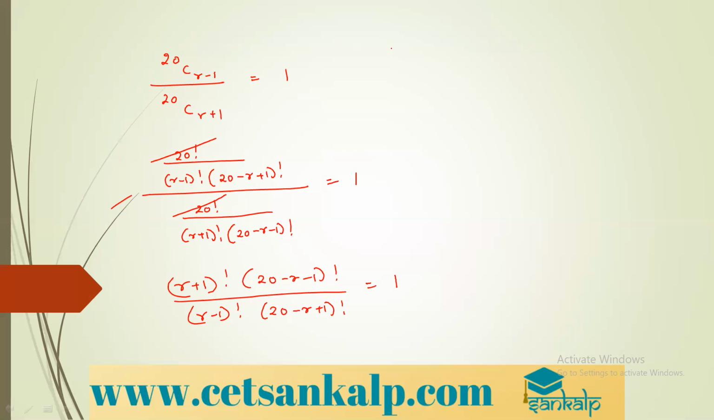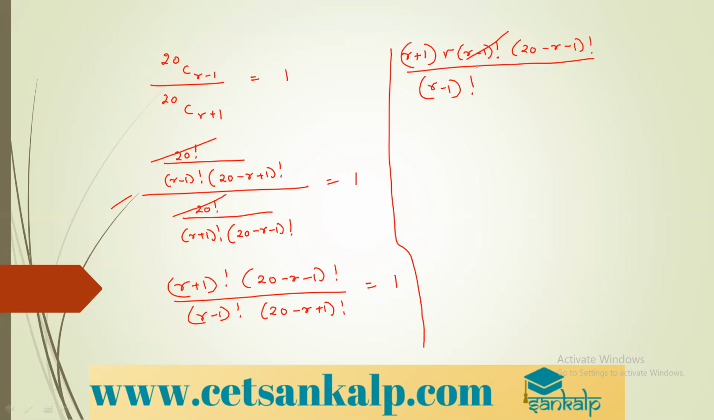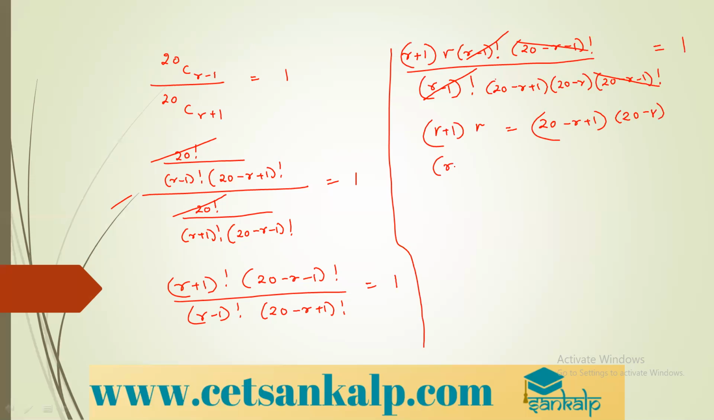So now I have to expand. I will expand on the same page. (r plus 1) factorial I will write as (r plus 1) into r into (r minus 1) factorial. Then I will keep (20 minus r minus 1) factorial. In the denominator I will keep (r minus 1) factorial, because I can cancel it. Now (20 minus r plus 1) factorial I will write as (20 minus r plus 1) into (20 minus r) into (20 minus r minus 1) factorial, equal to 1. So that I can cancel (20 minus r minus 1) factorial. Left is (r plus 1) into r equal to (20 minus r plus 1) into (20 minus r), or (r plus 1) into r equal to (21 minus r) into (20 minus r).